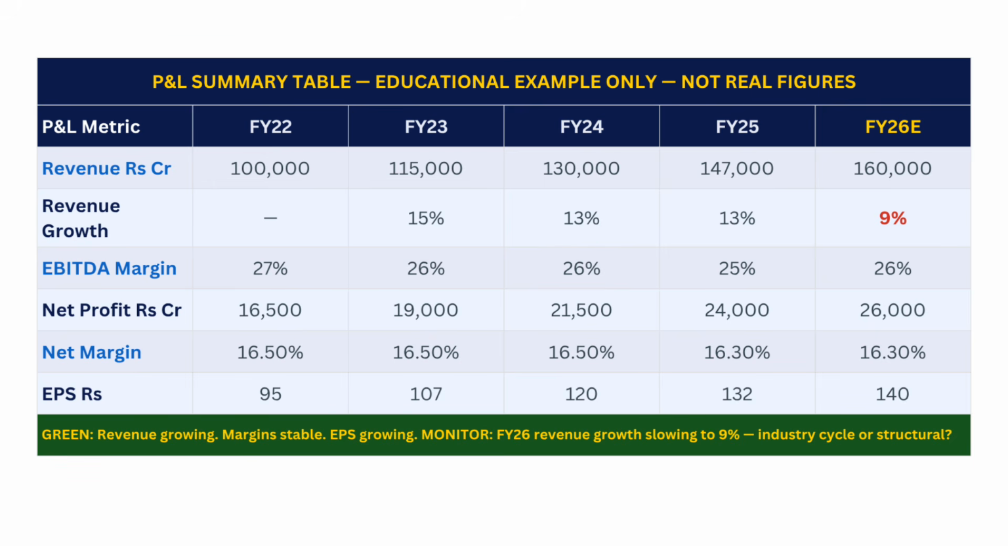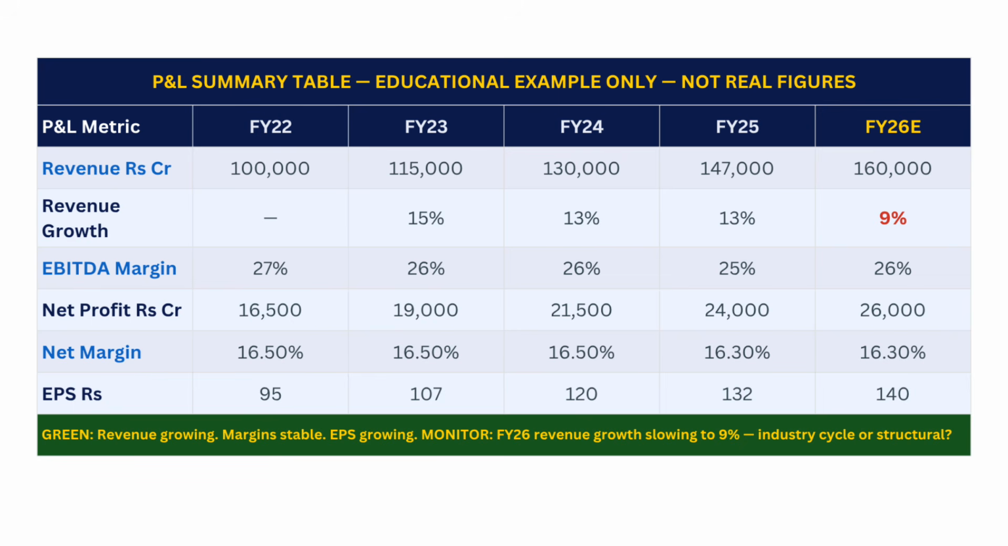Then the P&L metric, EBITDA margin. In financial year 22, 27%. In financial year 23, it is 26%. In financial year 24, it is 26%. In financial year 25, it is 25%. Financial year 26, it is estimated to be 26%.